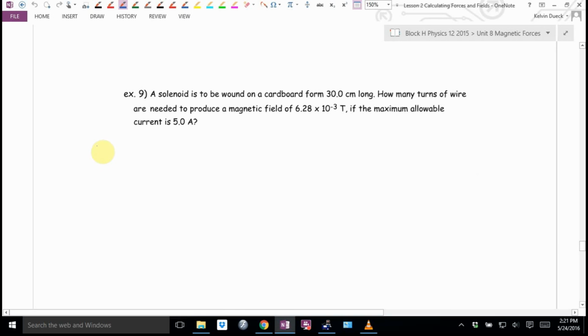Well, the magnetic field of a solenoid is equal to mu naught capital N times I over L.